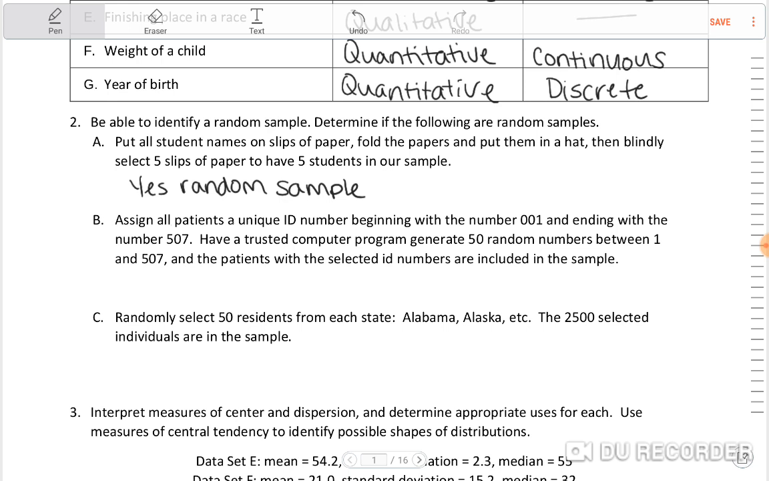So it says assign all patients a unique ID, which means you're talking about all patients, right? So that's your whole population. They're all getting a unique ID number, starting with 1, ending with 507. And then it says, have a trusted computer program generate 50 random numbers between 1 and 507. So you're creating a sample of 50, and you're choosing out of every single patient, so all 507. And then you just include the ones that have that selected ID. The big keyword here is random, 50 random numbers. So to me, that says it's a random sample, right? So I would say, yes, this is a random sample.